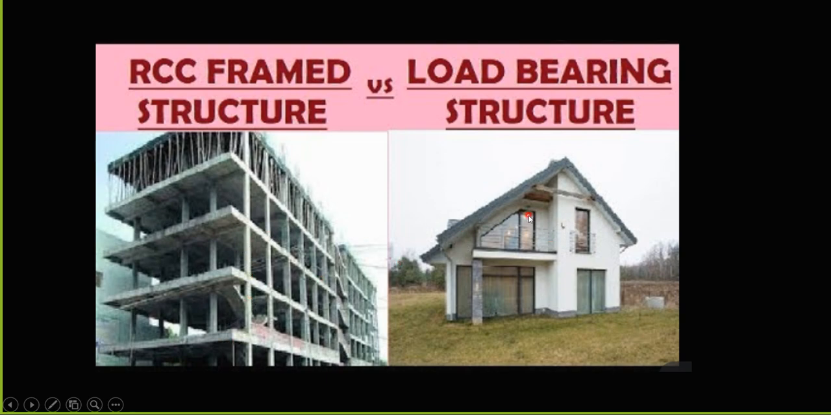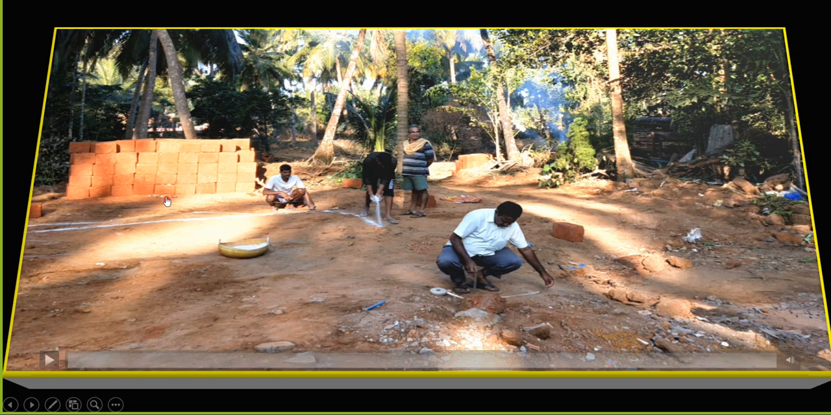Whereas in the load bearing structure, you'll not have these RCC columns nor all these beams. The foundation also won't be there like you have in the frame structure. Entirely we'll make use of stones, like you can see the laterite stone here, right? This is a laterite stone which you usually get in the coastal belts. With the help of this, we are going to do the construction of the entire house.